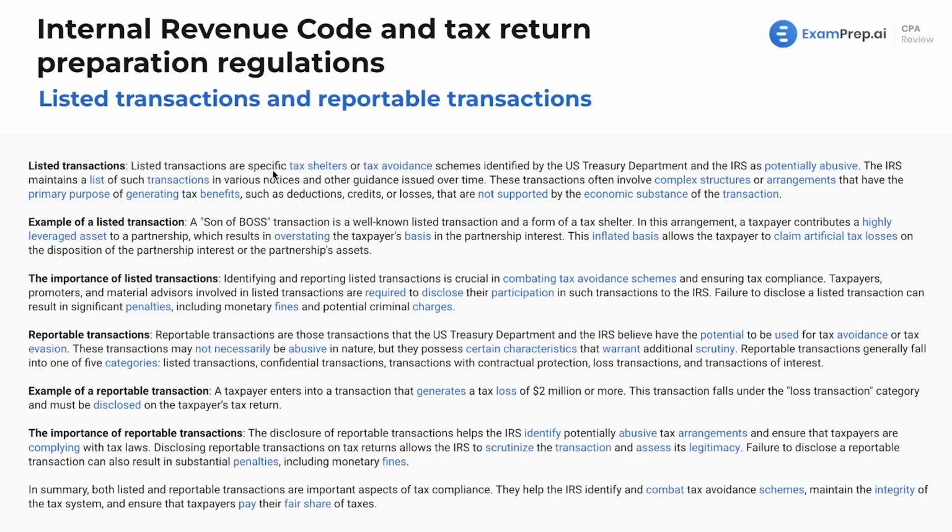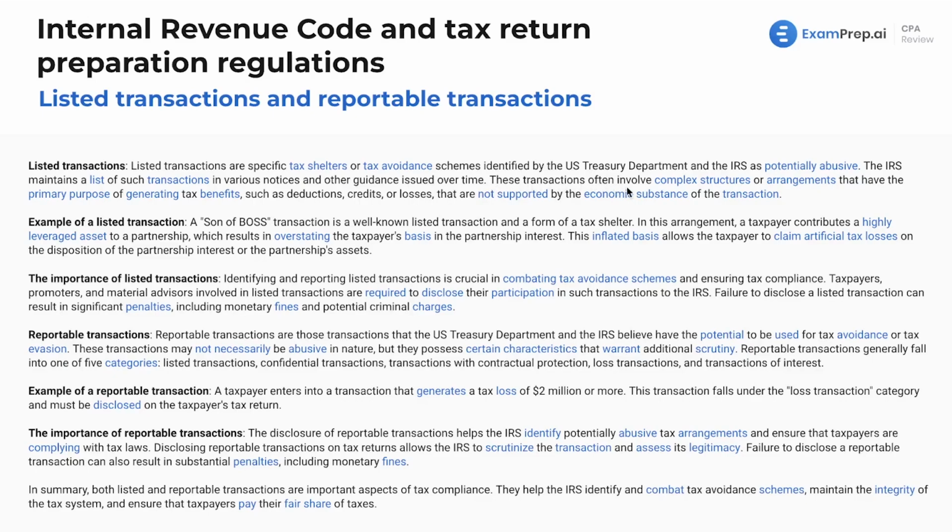Now, these are going to be specific tax shelters or tax avoidance schemes, so you can see why the IRS wants to list them out, that were identified by the U.S. Treasury Department and the IRS as potentially abusive. The IRS maintains a list of such transactions in various notices and other guidance issued over time. This is to kind of create a permanent file of things to look out for as IRS agents are going to go around and look into individuals' tax situations.